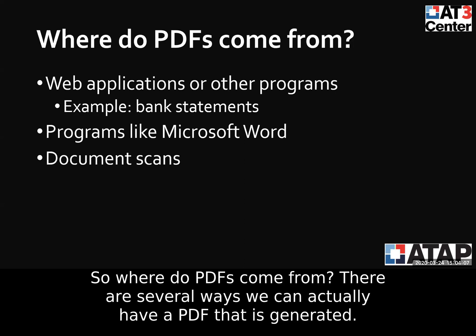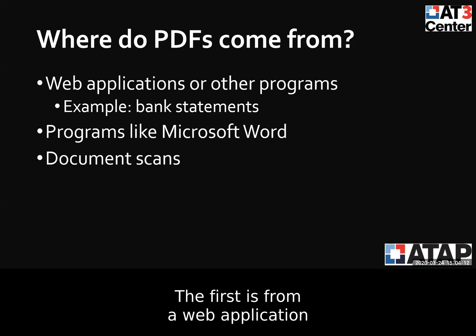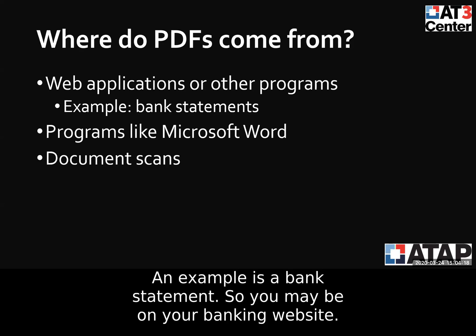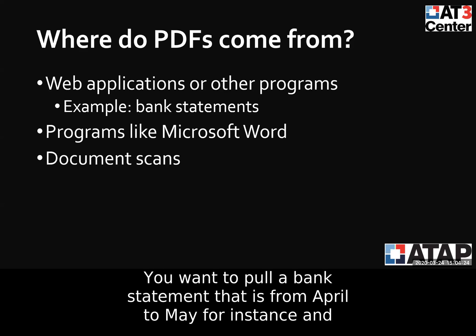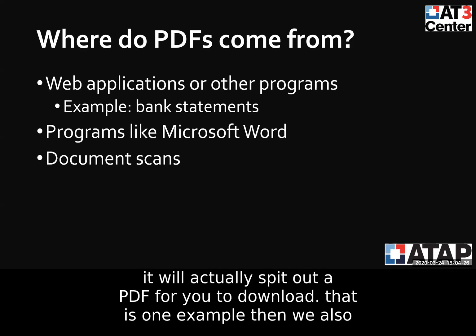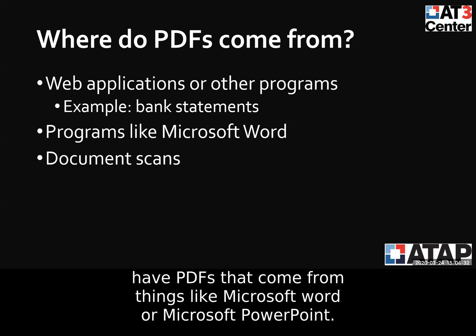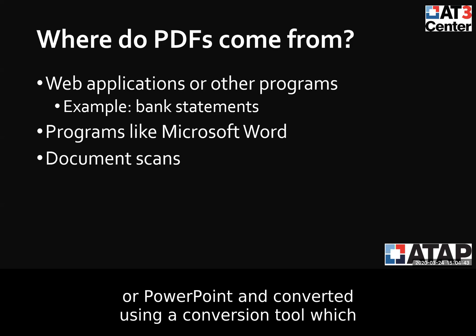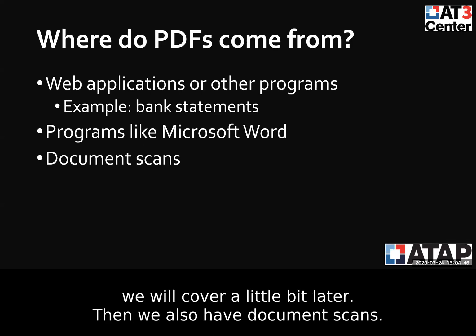So where do PDFs come from? There are several ways we can have a PDF generated. The first is from a web application or another program that spits it out automatically. An example is a bank statement. You may be on your banking website, you want to pull a bank statement from April to May, for instance, and it'll spit out a PDF for you to download. Then we also have PDFs that come from things like Microsoft Word or Microsoft PowerPoint. In those cases, the documents are edited in Word or PowerPoint and then converted using a conversion tool, which we'll cover a little bit later.